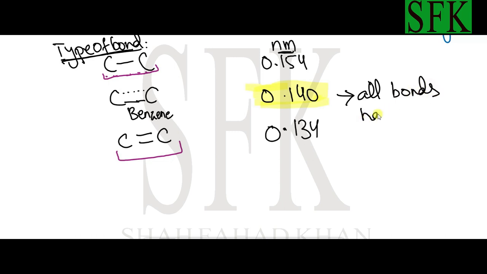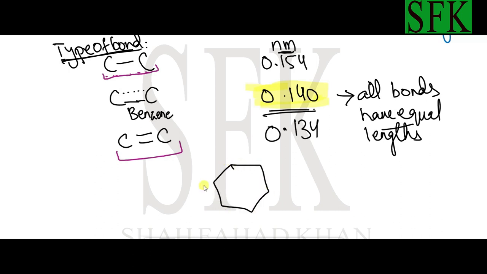All bonds have equal lengths, and these lengths are equal to 0.14 nanometer. Since they are equal in length, Kekulé's structure is not a very valid or good structure to represent benzene, because experimentally its bond length is 0.14 nanometer, which is in between the single and the double bond. So it's basically a partial double bond character that benzene has due to the delocalized pi electrons that I just discussed earlier.